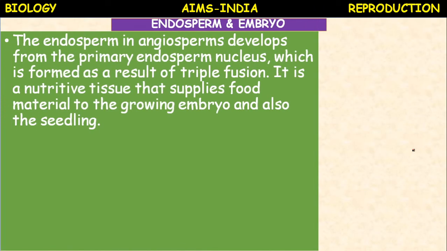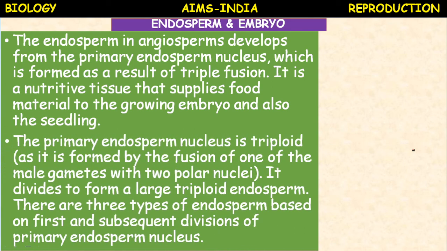Endosperm and embryo. The endosperm in angiosperms develops from the primary endosperm nucleus, which is formed as a result of triple fusion. It is a nutritive tissue that supplies food materials to the growing embryo and also the seedlings. Seedlings means baby plants. The primary endosperm nucleus is triploid, as it is formed by the fusion of one of the male gametes or male nuclei and the 2 polar nuclei. So it divides to form a large triploid endosperm.